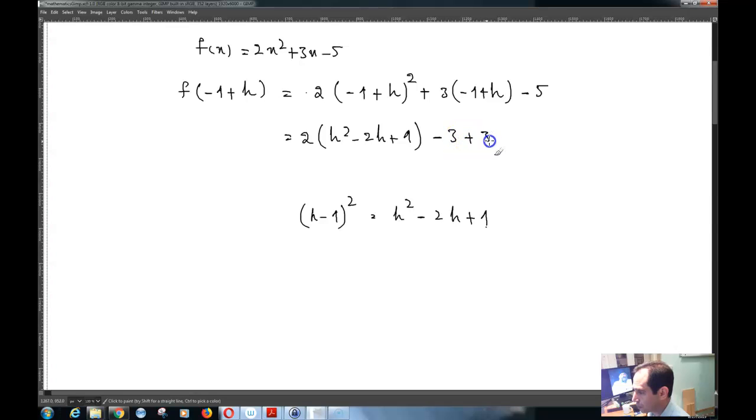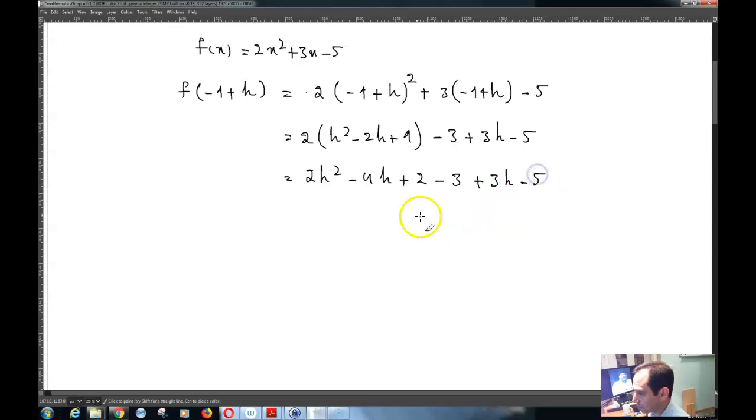Negative 3 plus 3h minus 5. And that is equal to basically 2 times h squared minus 4h plus 2 minus 3 plus 3h minus 5, which is equal to 2 times h squared, negative 4h plus 3h is equal to negative h, and negative 5, you have basically negative 8 over here, plus 2 is negative 6. So that is f of minus 1 plus h.